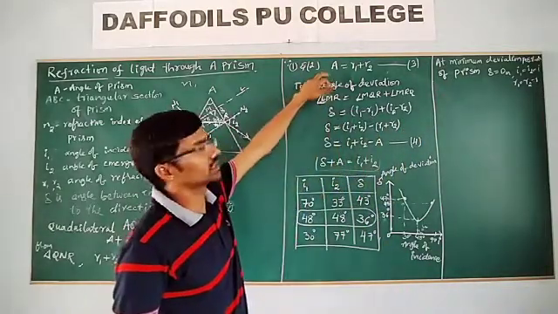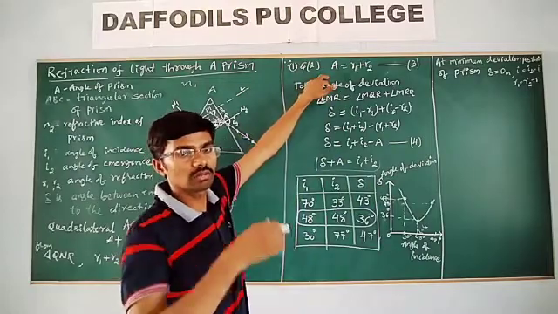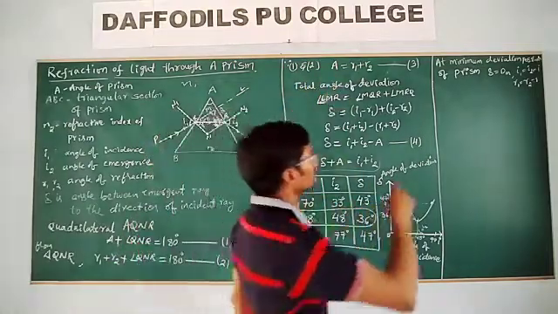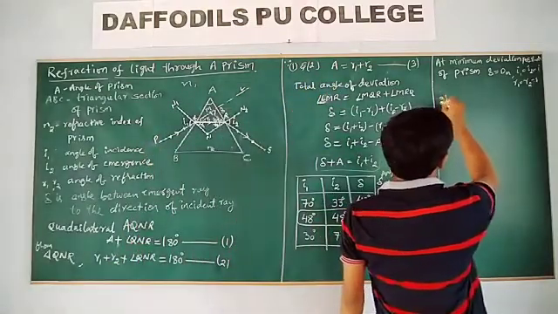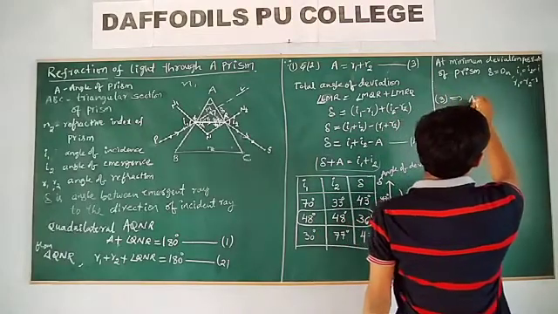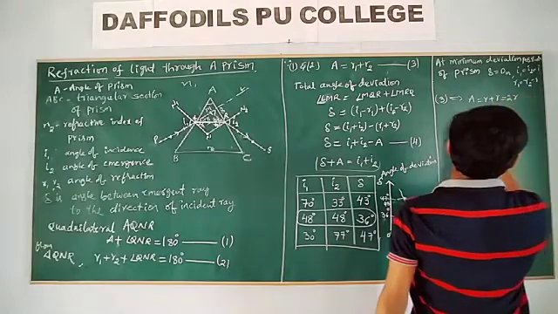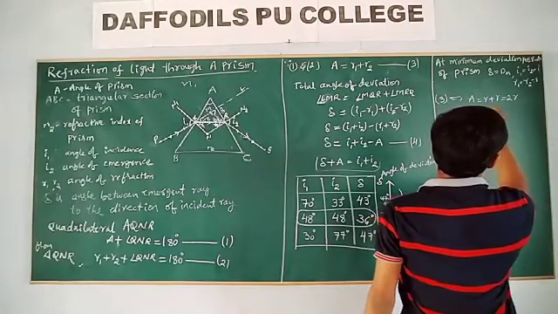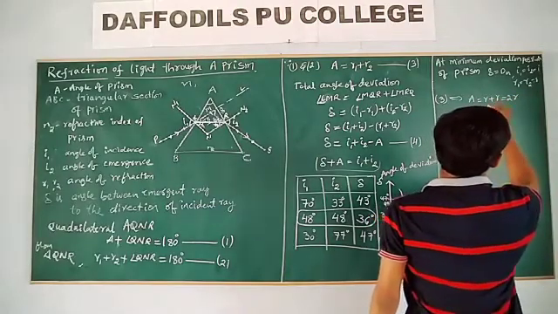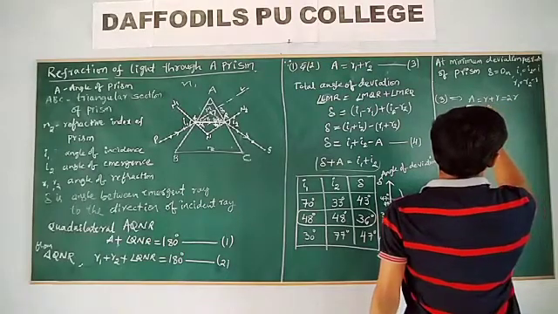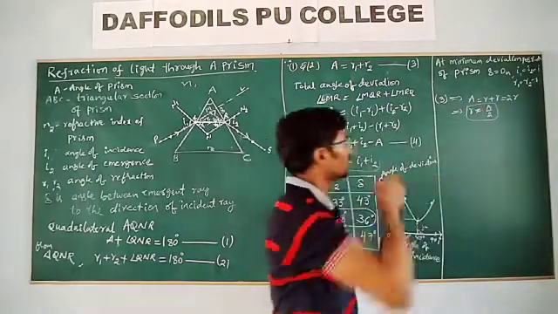Now by considering these values, let me take equation 3. What we have, A is equal to r1 plus r2. That means from equation 3 you can write A is equal to r plus r, which is equal to 2r. Therefore r is equal to A by 2.